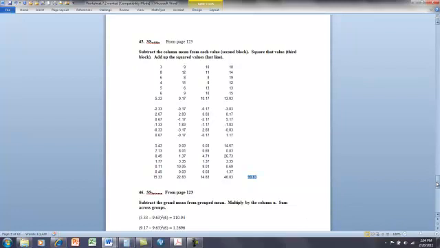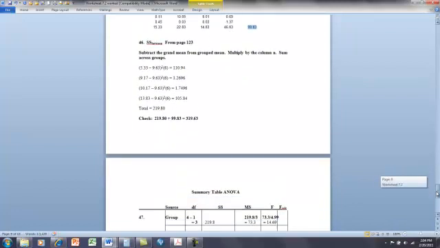Finally, we're going to do sums of squares between. And that is not easy to do conceptually, but it's very easy to do practically. You just take the group mean, subtract the grand mean for all of the groups, square it, multiply it by the number in there, and you're going to get this value, 219.80.